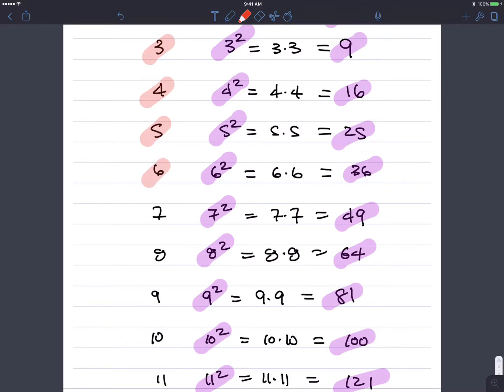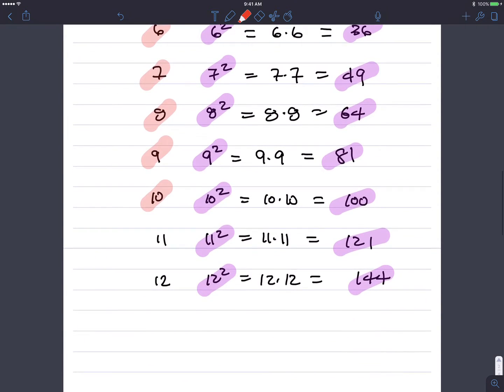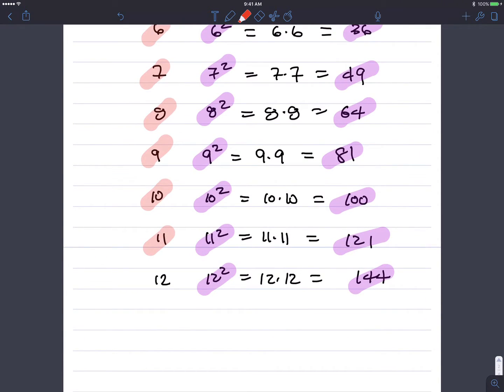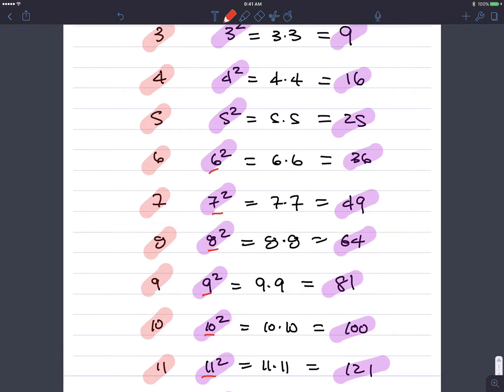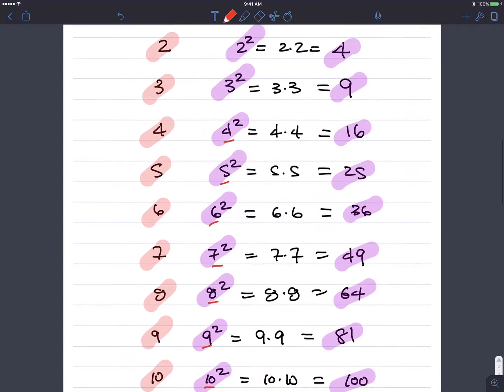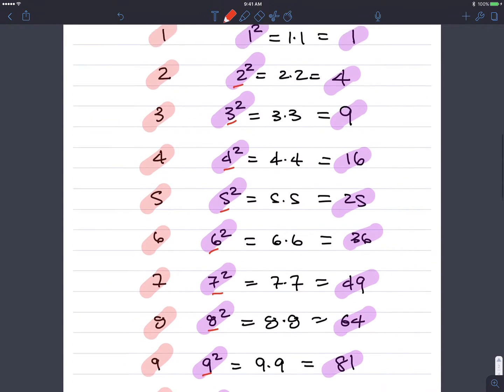6 squared. 7 squared. 8 squared. 9 squared. 10 squared. What's the base? Is that 10? What's the base for 11 squared? 11. And 12 squared. Remember, all of these numbers here, this is the base. 11, 12, 11, 10, 9, 8, 7. Those are all the bases. 6, 5, 4, 3, 2, and 1.